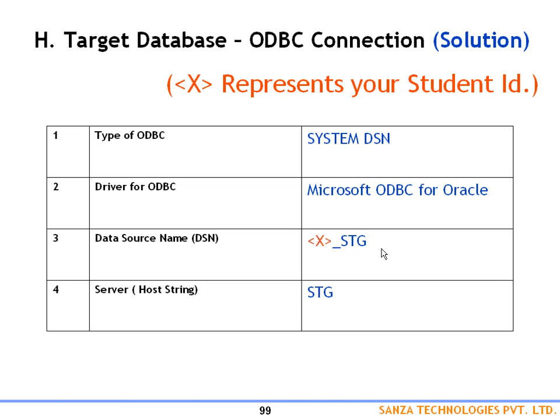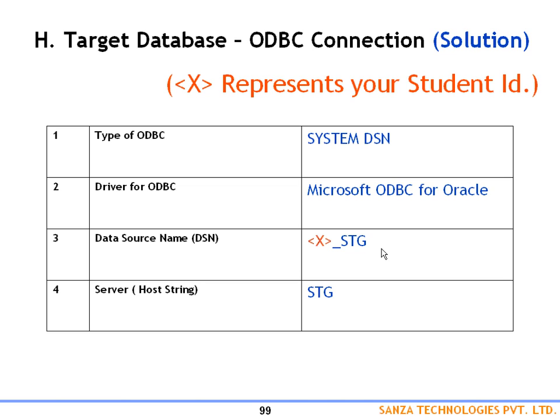So you write that STG. So system DSN, Microsoft ODBC for Oracle. Username, that is student name underscore STG. Just a name for us to make you understand. Then the connect string is STG. So this is how you create the database ODBC connections so that you can import from the database.